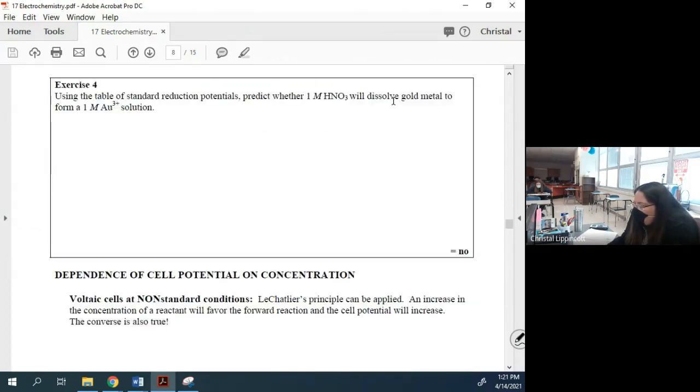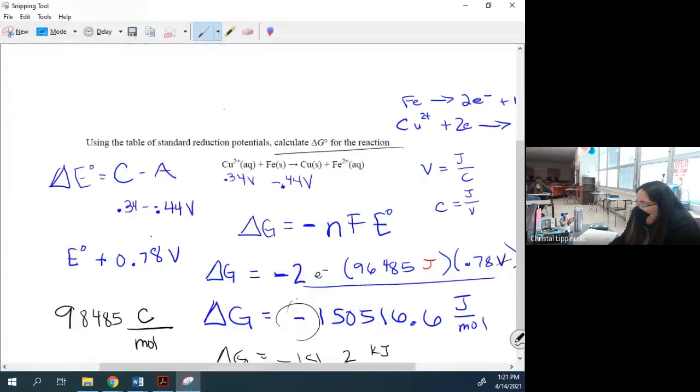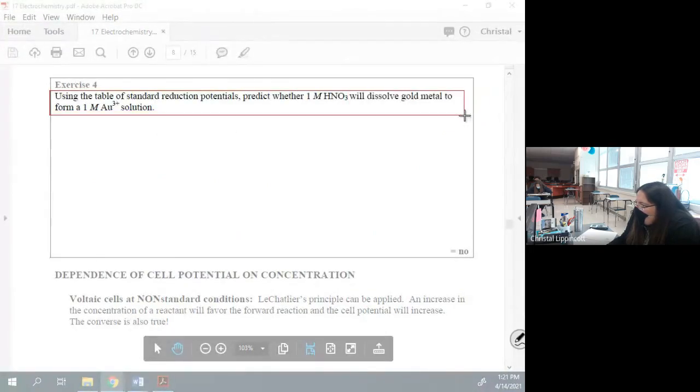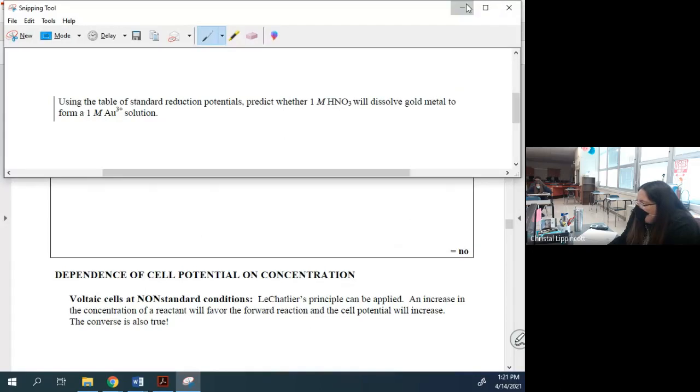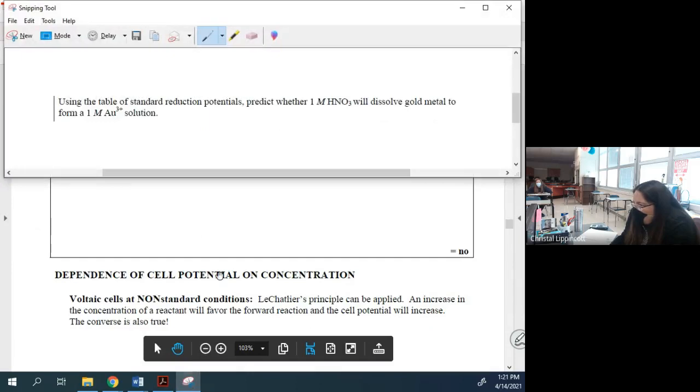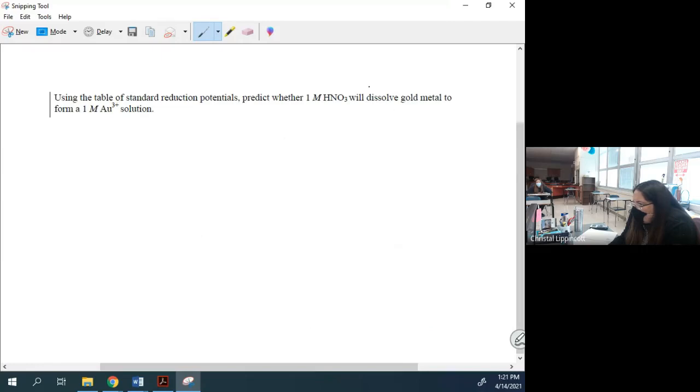Yeah, number 4. Okay, so using this table here, we're going to predict whether this will dissolve. If we look up the potentials for these, this ends up being 0.96 volts, and this ends up being 1.50 volts.